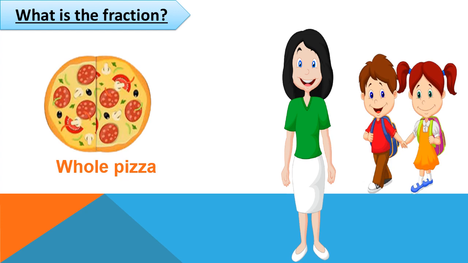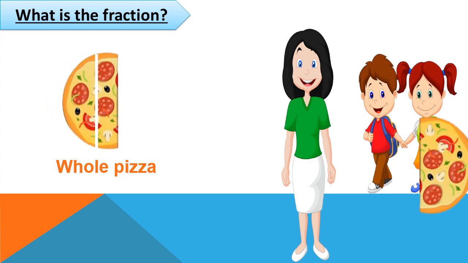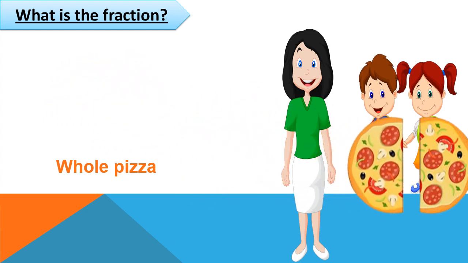She wants to divide this pizza equally between her two kids. So she can't cut it like this. She can't give one more than the other one. So she must divide it equally between them. So each one will take a half. The girl will take a half and the boy will take a half.